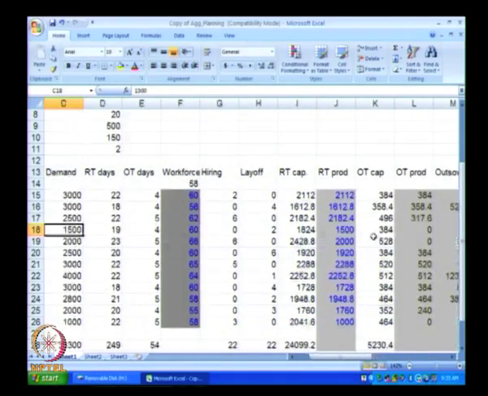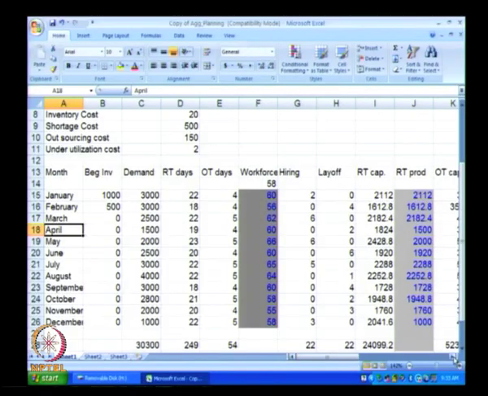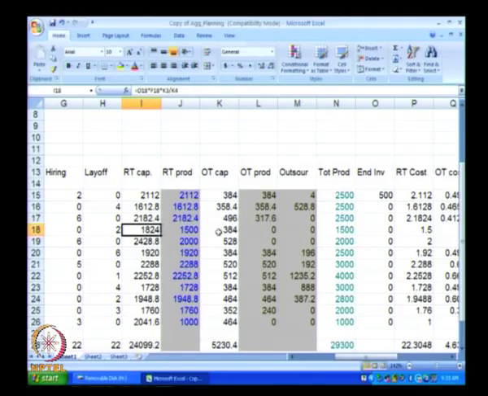if we look at the month of April, we now realize the regular time capacity is 1824 for this month, overtime capacity is 384, but we have decided to produce only 1500. Now, 1500 is smaller than 1824. So, all the 1500 goes to regular time production, no overtime production, no outsourcing. We have not used up the entire 1824. So, 324 is available as unutilized or underutilization.